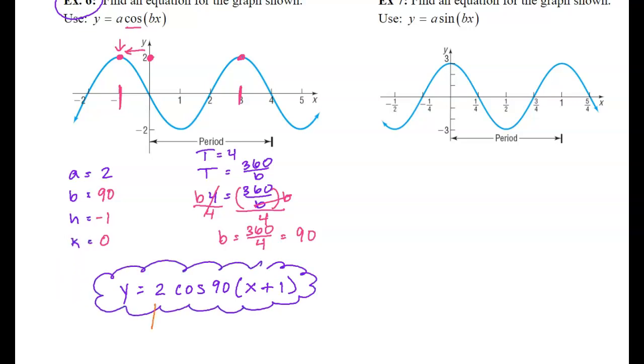This was our A, this was our B, and this was our opposite of H, -H. And if there had been a K, it would have gone on the end.